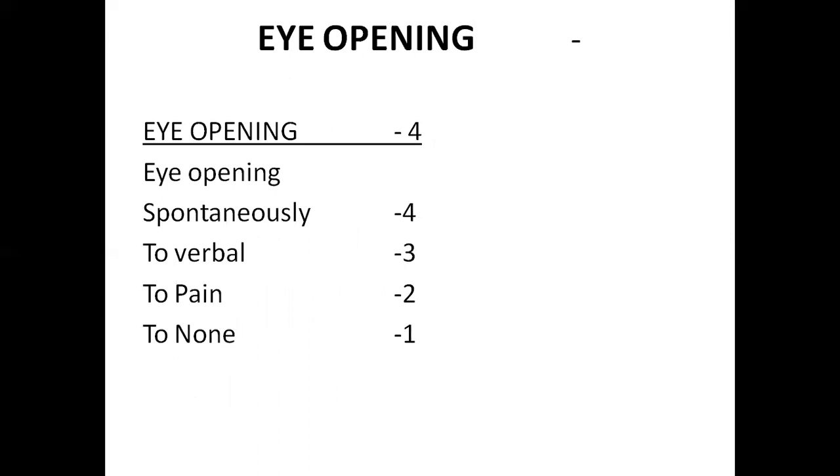Let us first discuss the eye-opening response. The maximum score is 4. If the patient opens the eye spontaneously, it is noted as 4. Response to verbal: when we utter anything, if the patient responds to the verbal command, then it is noted as 3. If there is a response to pain, then it is noted as 2. If there is no response, then we mark it as 1.